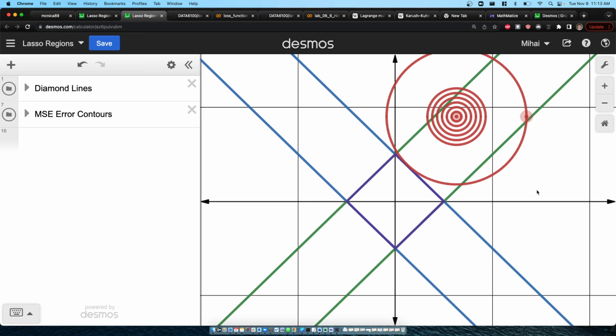And of course, this is purely theoretical because this is 2-dimensional. In real life, we have 1 dimension per parameter, so it could be 100-dimensional, and then you have some kind of hyper diamond. And these regions are never perfectly circular, but this illustrates what's going on. So this circle is always some kind of ellipse, and this diamond is always some kind of hyper diamond in many dimensions. And this is why the lasso is eliminating variables.